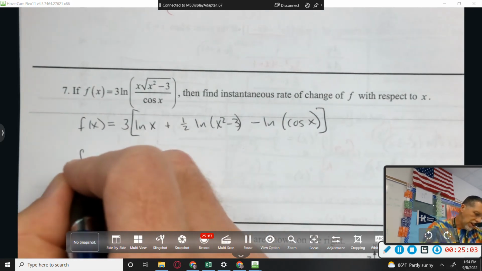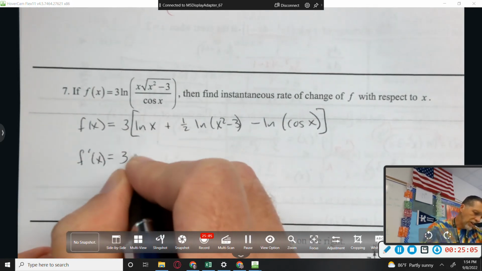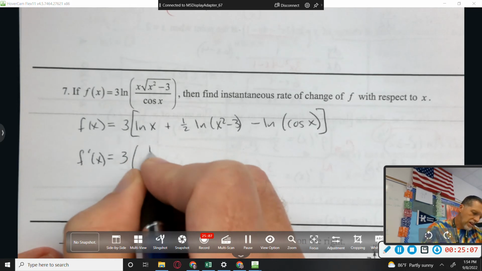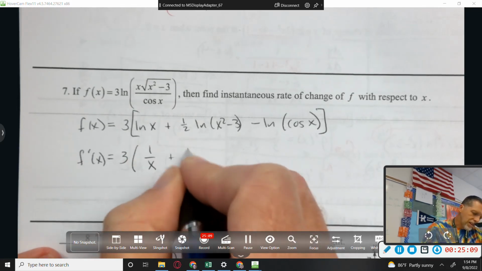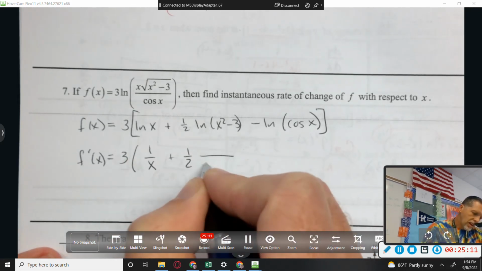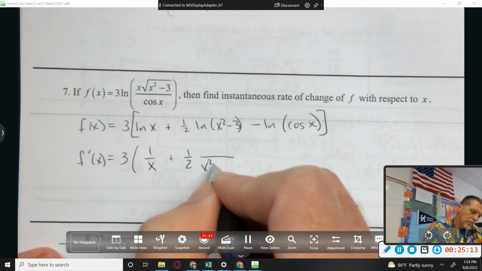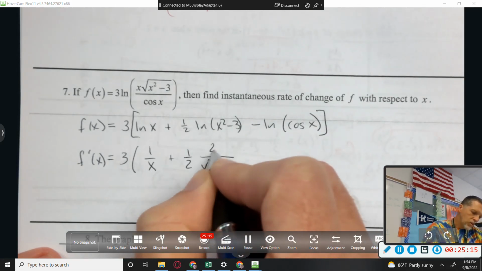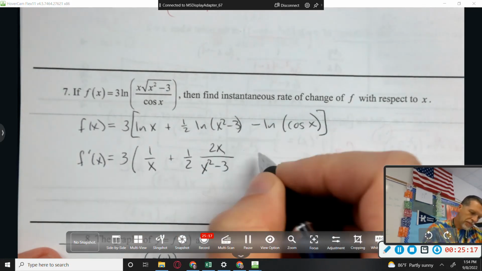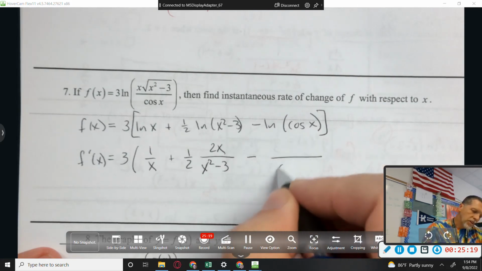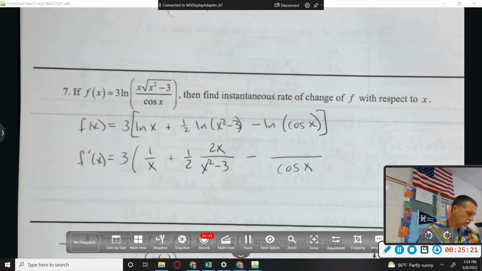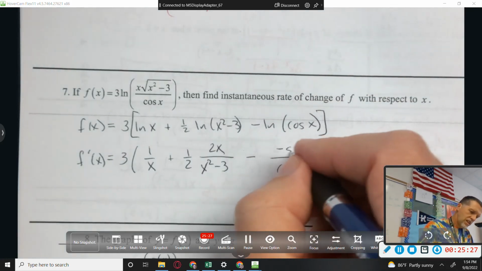So let's see. We're going to leave this one very unsimplified. 1 over x, x squared minus 3 in the bottom, 2x in the top, cosine in the bottom. What's the derivative of cosine? Negative sine.